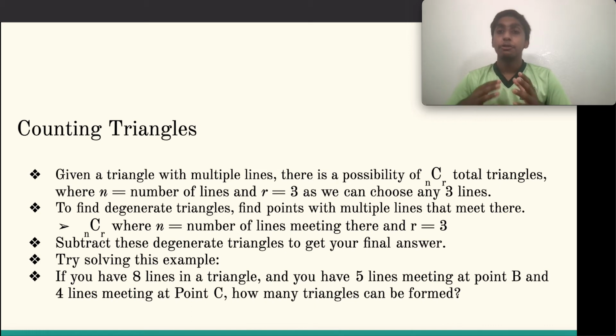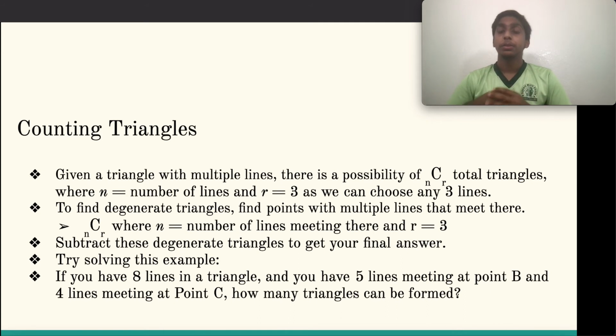First, we do n choose r again, but this time n is equal to the number of lines meeting at a point. Take any point of the bigger triangle. Triangles usually have A, B, and C, so maybe choose point B. Count how many lines are intersecting there. Once you count that, you do that number choose 3 to find the number of degenerate triangles from that point. You do the same thing to the other points that also have lines meeting there, and then you subtract out these values from your total.